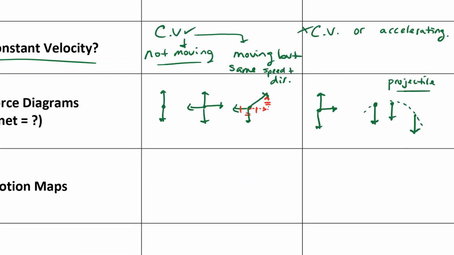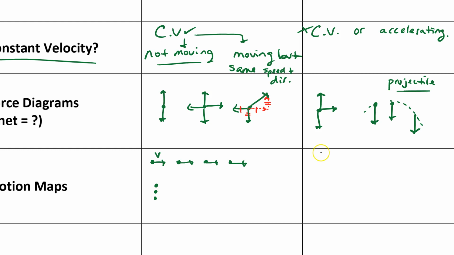How about for motion maps? Well, motion maps, here would be an example of something going at a constant velocity. And remember, we draw these velocity vectors about halfway to the next dot. So there we can see these velocity arrows are about the same length. If something's motionless, we should just draw the dots kind of over top of each other. So those are 2 examples of constant velocity.